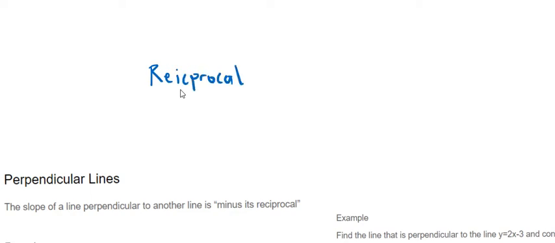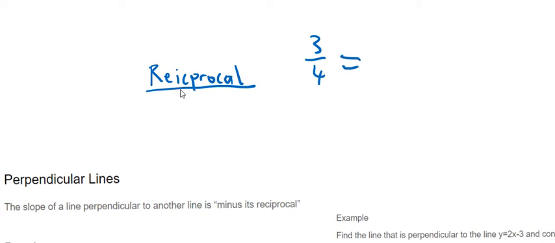Hi guys, so this is a video about perpendicular lines on a coordinate graph. One thing that we need to understand first is the word reciprocal. We'll see it down here in a second in the notes about what perpendicular lines are on a coordinate graph. But the word reciprocal is very simple. To find the reciprocal of a number or a fraction, we flip it upside down. That's really all it means.